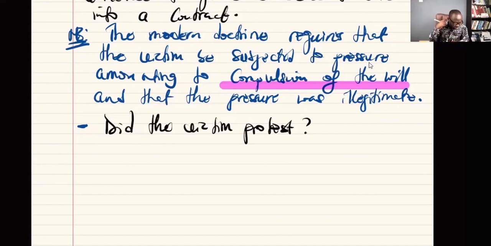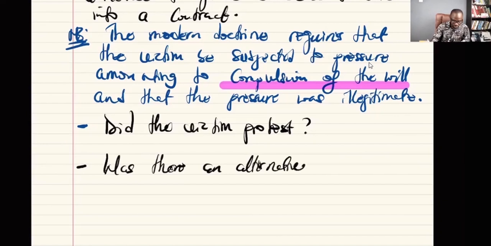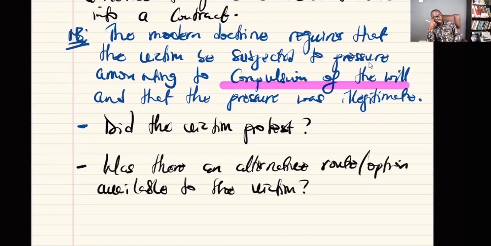Two, was there an alternative route or option available to the victim? That's the second question. Now, if you protested, could you have done something else? Maybe run away, report to the police station? Under that circumstance, is there any alternative option available for you? If there was none, then really you were forced. But if you had other options, why the heck did you allow yourself to be forced into signing a contract you don't want to sign?